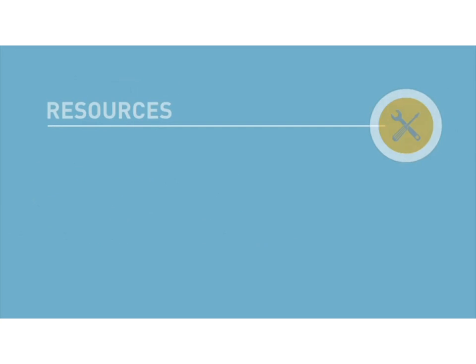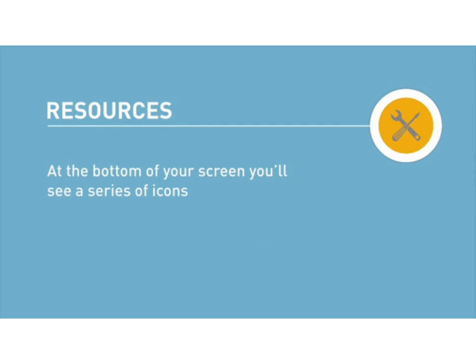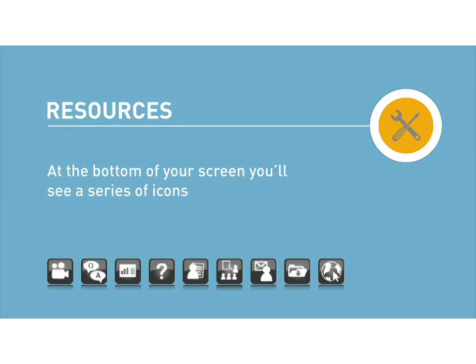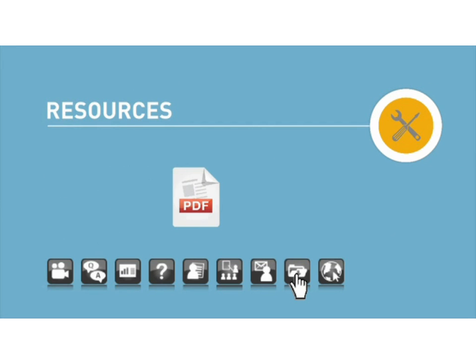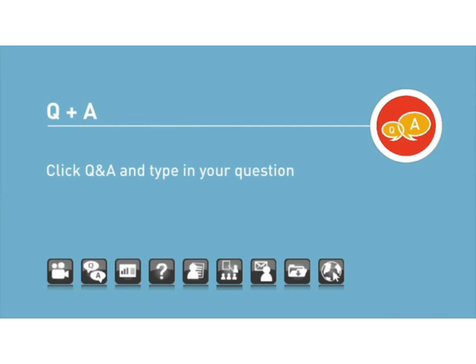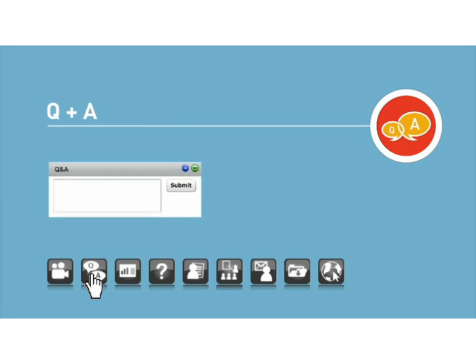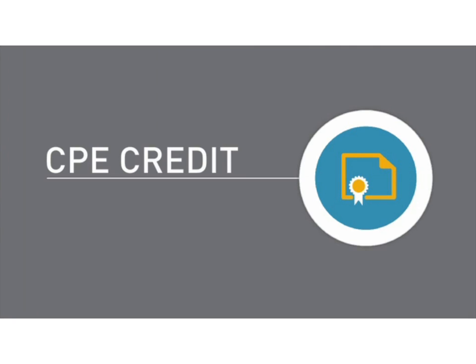At the bottom of your screen, you'll see a series of icons, each relating to a different aspect of our session. For example, you can click the File folder icon to download the group attendance sheet and a PDF copy of today's slides. You can ask our presenter questions during the webcast by clicking Q&A in the bottom left-hand portion of the icon bar and typing in your question. We'll do our best to answer all questions during the presentation or follow up via email. We'll ask polling questions throughout today's presentation.